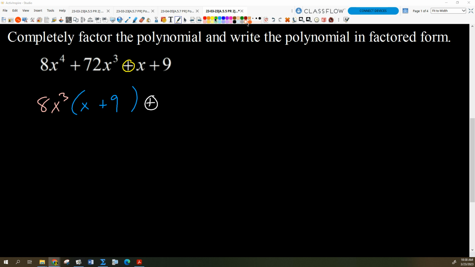Now talk to me about group 2. What's happening in group 2, Andre? Okay, yeah, good. We know that guy's got to end up being the same over here. And then we just have the question, can we do that? Could I put a number out front here that when distributed would work? 1. Yeah, right? And we can check that and it works. 1 times x is x. 1 times 9 is 9. So it all works, right? So factoring by grouping worked.